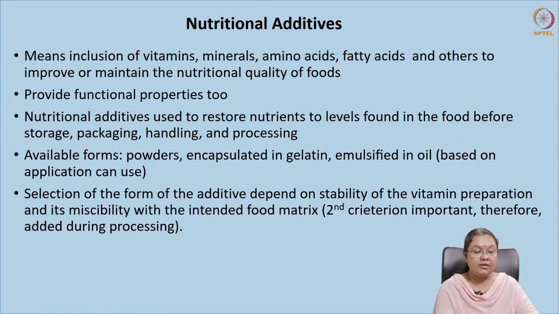Now, nutritional food additives can be available in different forms. They can be available as powders, encapsulated in gelatin, or they can also be emulsified. So it is based on the application where it is going to be used. The selection of the form of additive depends upon the stability of the additive and how easily it can dissolve or mix with the food. Food matrix is also very important, and it includes all the macro and micro components. So how easily it can get integrated with the food matrix is also very important in selecting the food additive.